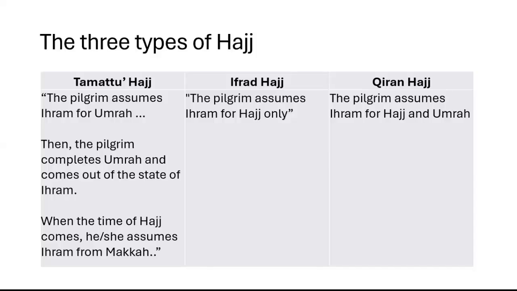Then the Ifrad is where the Hajji assumes ihram for Hajj only. You go to Mecca, but it's only for Hajj. There is no Umrah involved in Ifrad. And then Qiran is similar to Tamattu. The difference here is that you assume ihram for both Hajj and Umrah together. You don't remove your ihram. Once you put on the ihram for the Umrah, the Hajj continues until you finish.